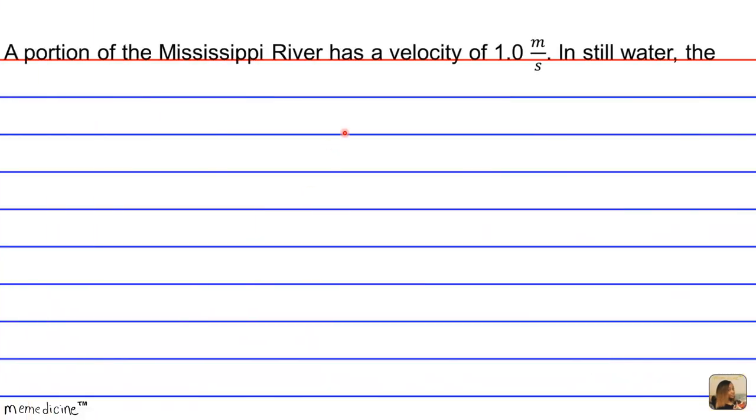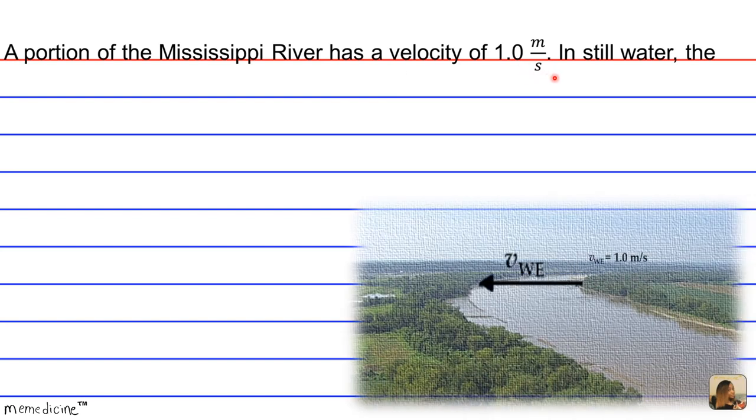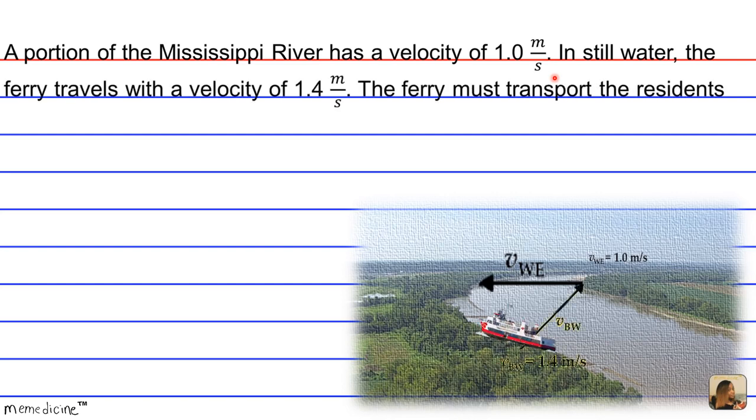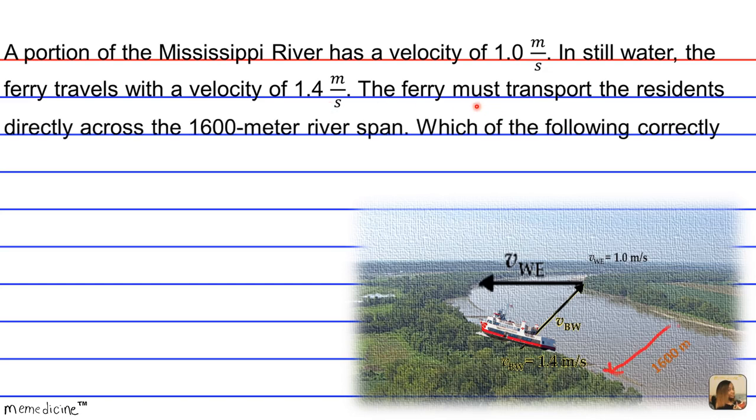A portion of the Mississippi River has a velocity of 1 meter per second. In still water, the ferry travels with a velocity of 1.4 meters per second. The ferry must transport the residents directly across the 1,600-meter river span. Which of the following correctly describes the motion of the ferry?